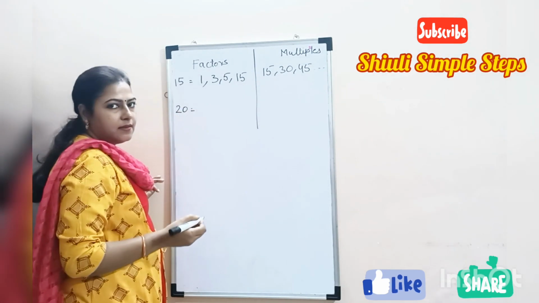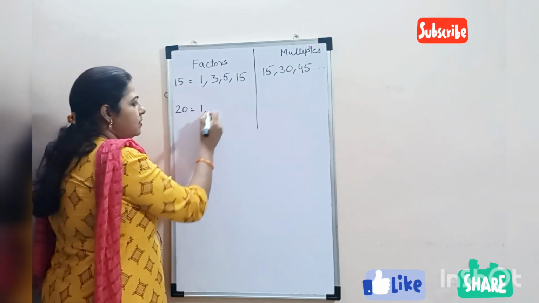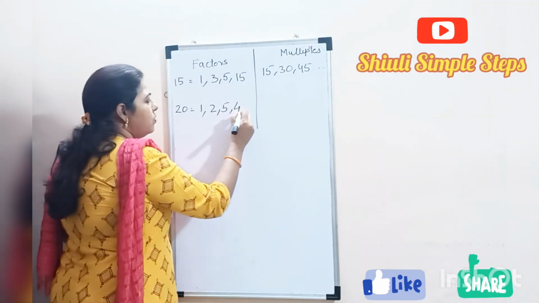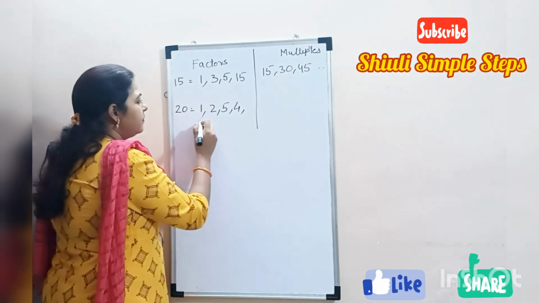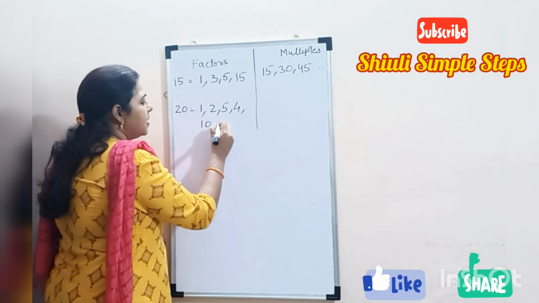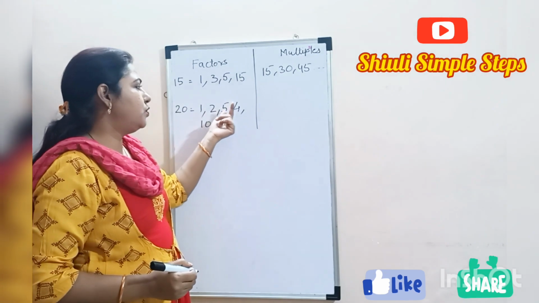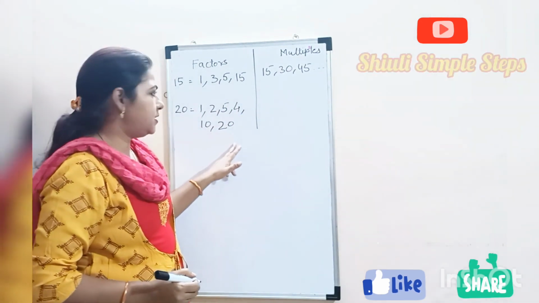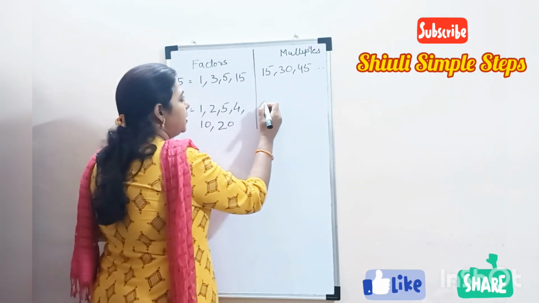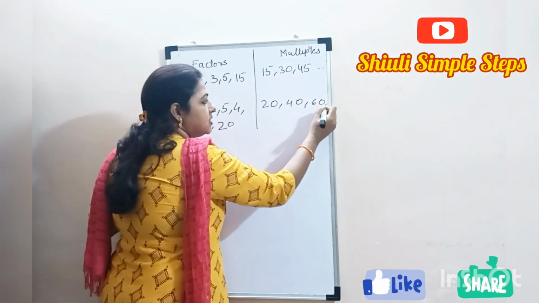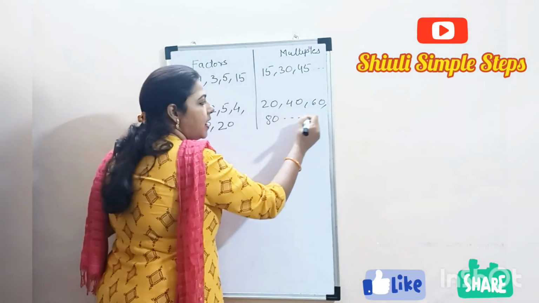Suppose we take 20. What are the factors of 20? It is 1, 2, 4, 5, 10 and 20. What are the multiples of 20? It is 20, 40, 60, 80 and so on.